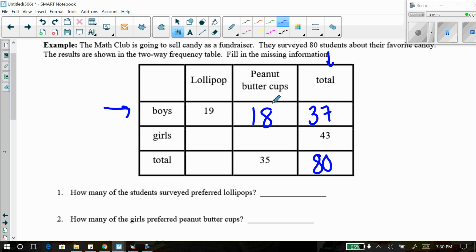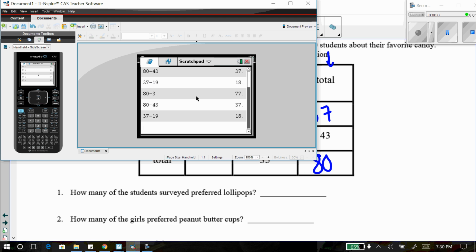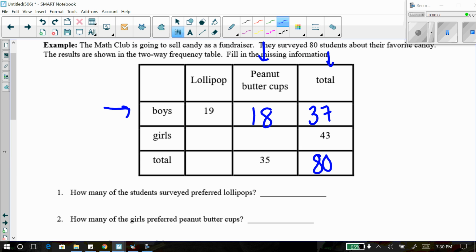All right. We know this column should add to 35. So 18 plus what is 35 if we don't know? You put it in our calculator.